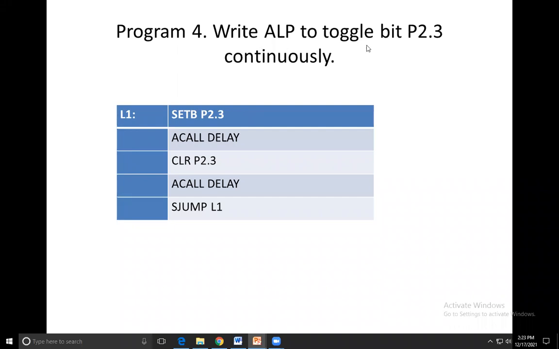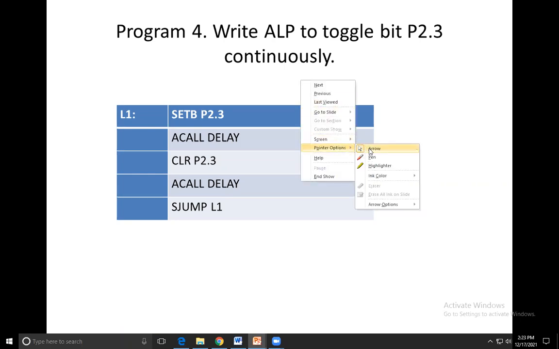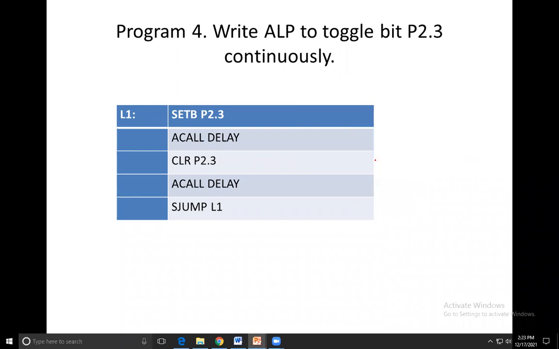See, write an ALP to toggle the bit P2.3 continuously. ALP means assembly language program. In the previous 3 programs, we worked directly on all the bits of the ports, all the pins of the ports. Here we have to work on only one bit, meaning only one pin of the port.